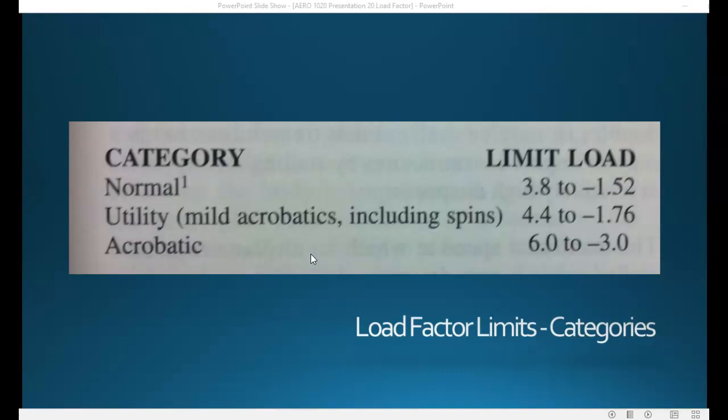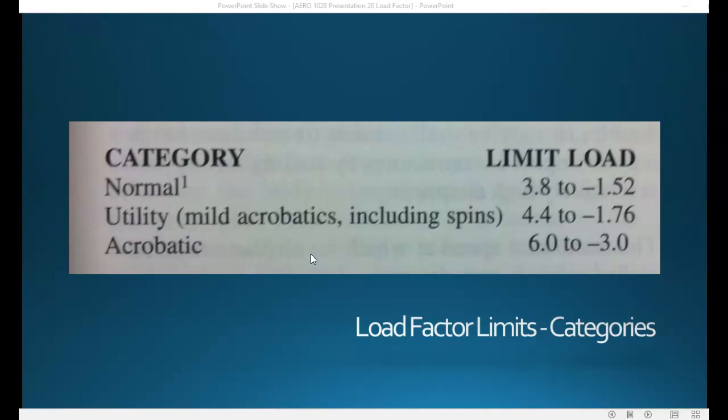The FAA has established limits on load factor for normal category aircraft, utility category aircraft, and acrobatic category aircraft. A normal category aircraft like the Diamond DA-40 can withstand from 3.8 positive Gs to negative 1.52 Gs. A utility category aircraft is certified to do mild acrobatics, including spins.